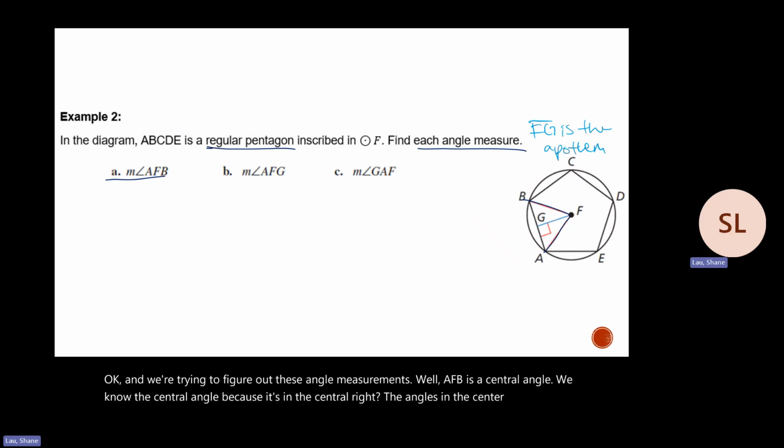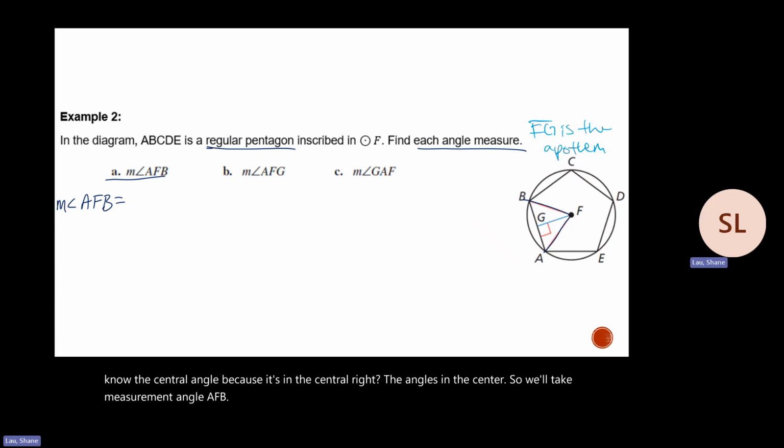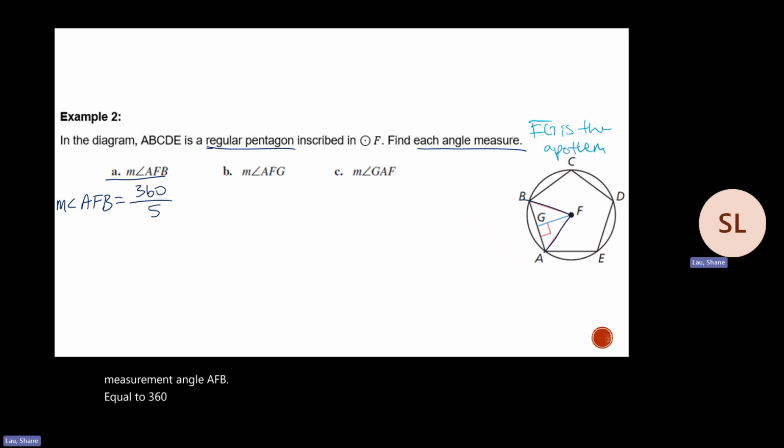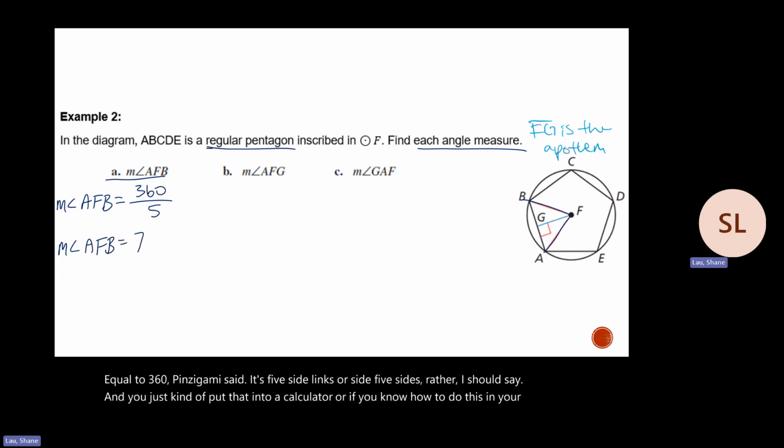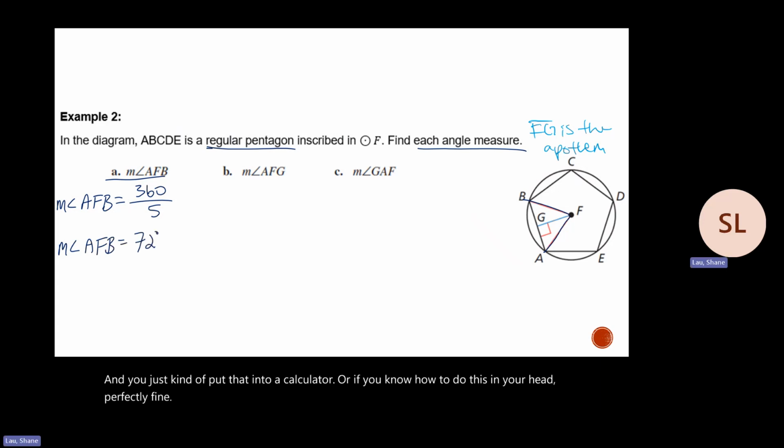So we'll take the measurement of angle AFB equal to 360 divided by 5, since a pentagon has 5 sides. You just plug that into a calculator, or if you know how to do this in your head, perfectly fine. It's 72 degrees. Very nice.